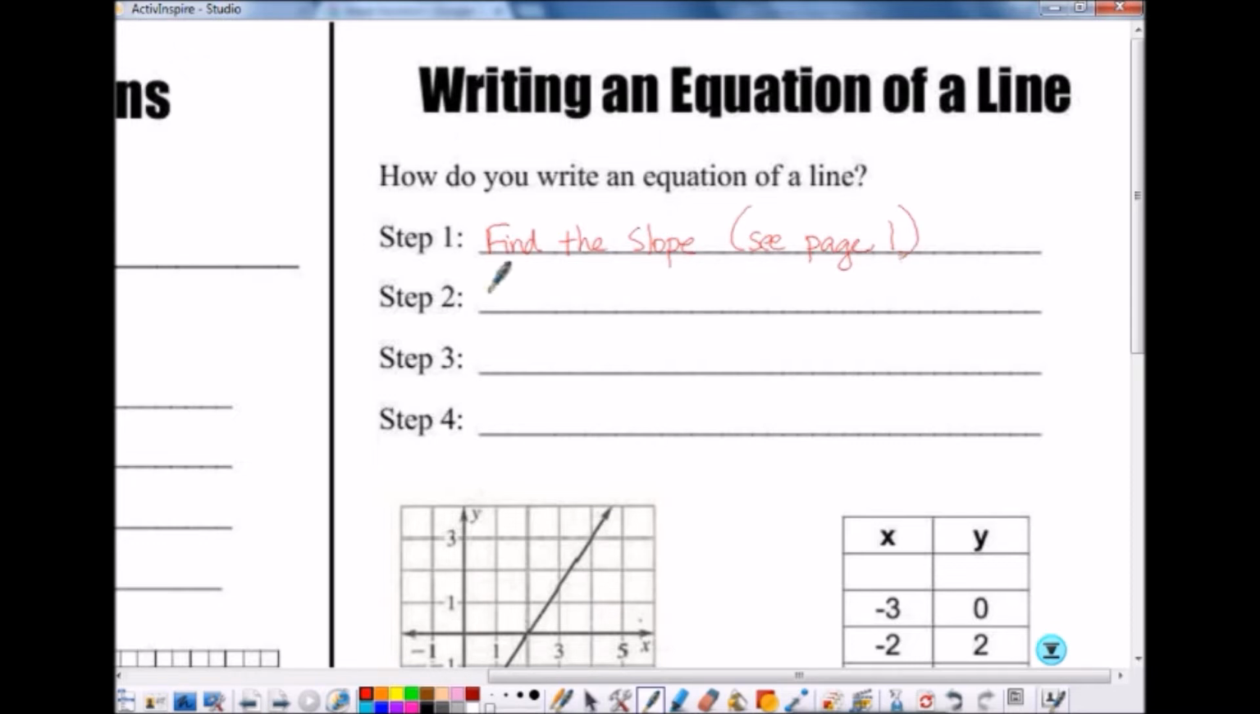Step 2, you're going to need to find a point on the line. And it doesn't matter which point. I would pick an easy point to use. So you want to pick a point on the linear function. Step 3, what you're going to use is the formula y minus y1 equals m parentheses x minus x1. And we'll talk about what all this means in just a second. And then step 4, you're going to use your Algebra 1 skills to solve for y so that you can find the actual equation. So let's follow these 4 steps with the 2 examples that we have.